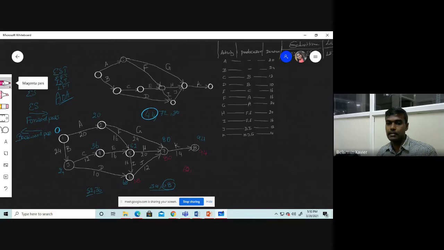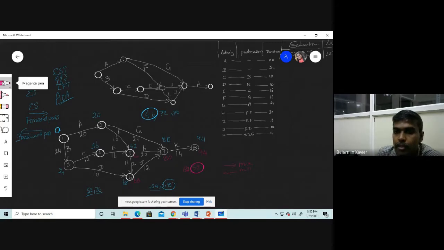68 minus 16, it will come 52. So we got 2 values, that is 60 and 52. Which one we have to choose is the minimum one, because in the forward pass, when we calculate earliest possible time, we have to take the maximum value. When we go to the backward pass, latest finishing time we are calculating, so we have to choose the minimum value. So 60 or 52, 52 is the value, so 52 for node 5.